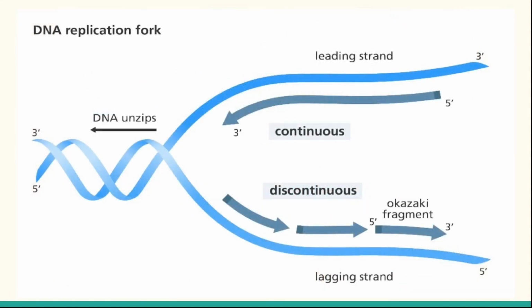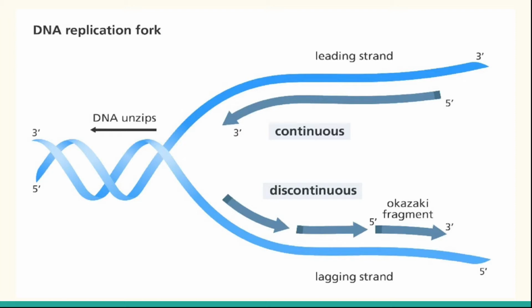This is a replication fork. It forms on either side of the replication bubble, and the forks move away from each other until they join together. Because of this, DNA replication is known as bidirectional. DNA is antiparallel, and it can only be synthesized from 5' to 3'.